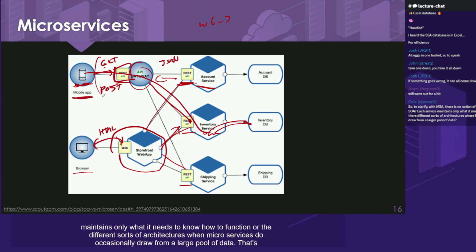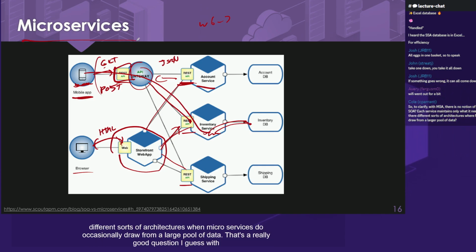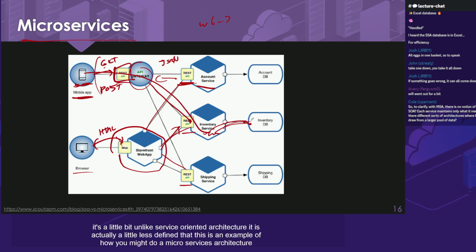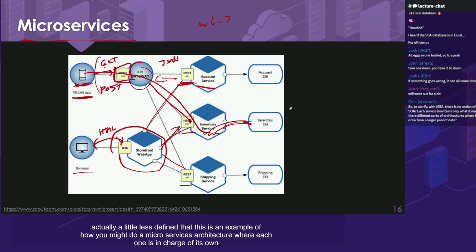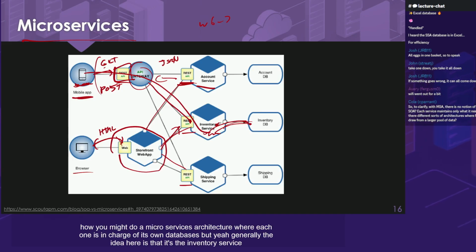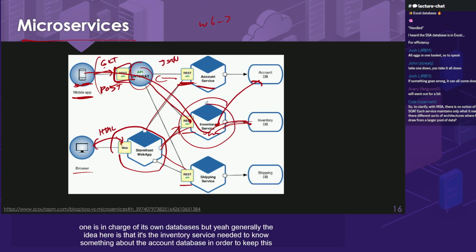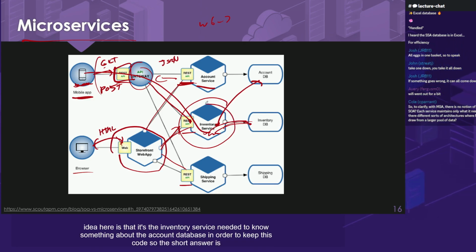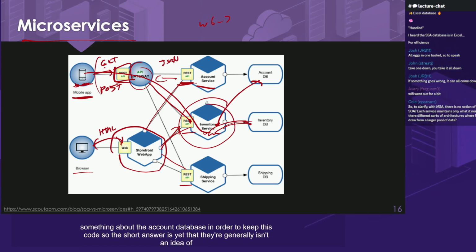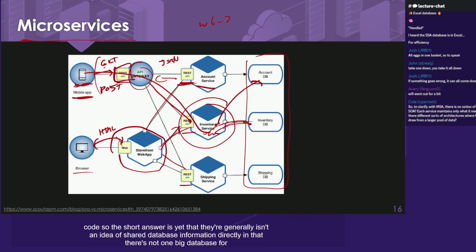That's a really good question. I guess with microservices, unlike service-oriented architecture, it is actually a little less defined. This is an example of how you might do a microservices architecture where each one is in charge of its own database. But generally the short answer is yeah, there generally isn't an idea of shared database information directly, in that there's not one big database for all this.